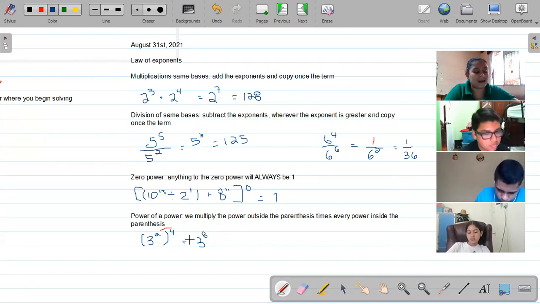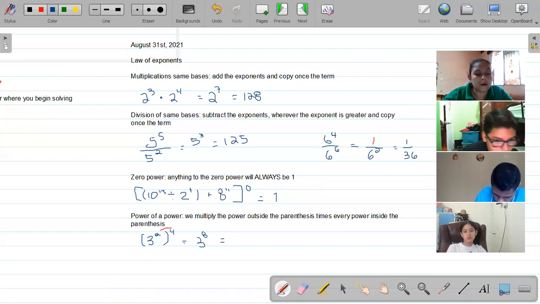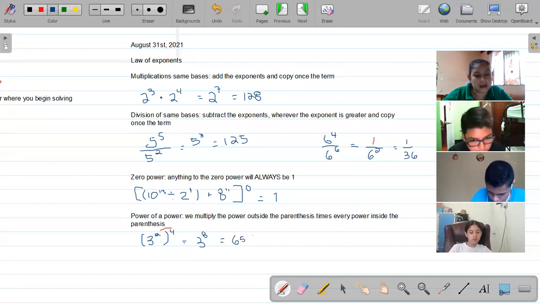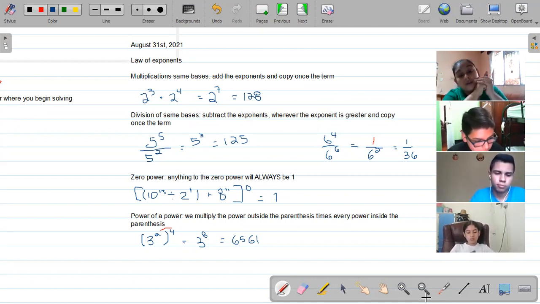And if we do that in an extended form, we are going to get a really big number because we're going to multiply 3 8 times. So it's going to be 3 times 3 times 3 times 3 times 3 times 3 times 3 times 3. And it gives us 6,561. That is power of a power.